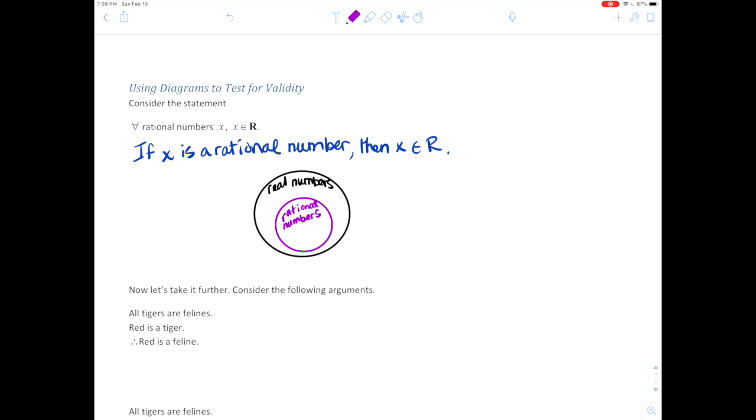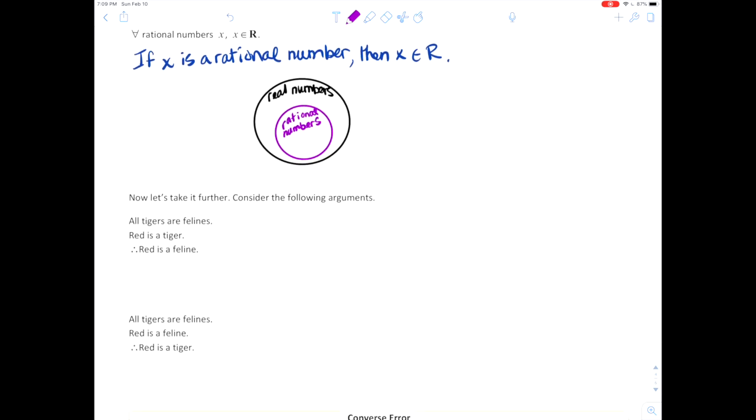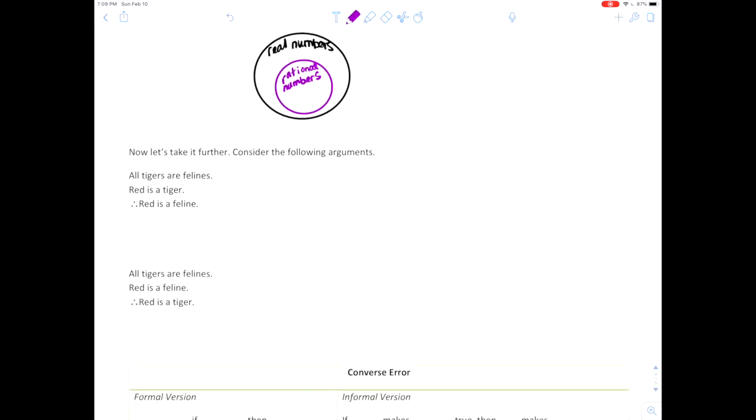And this is just one statement, right? Not a whole argument. So now let's continue this thought. Let's go back to our favorite example with Red. So let's look at these arguments here. All tigers are felines. Red is a tiger, therefore Red is a feline.